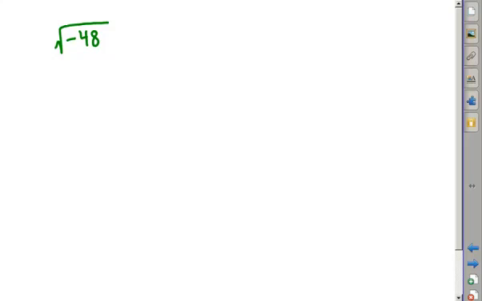Well, I know the square root of 36 is 6, and the square root of 49 is 7, but I don't know the square root of 48. So again, let's break this down. First of all, we know that we have the square root of a negative 1, so we can go ahead and pull that guy out. What else do we have?